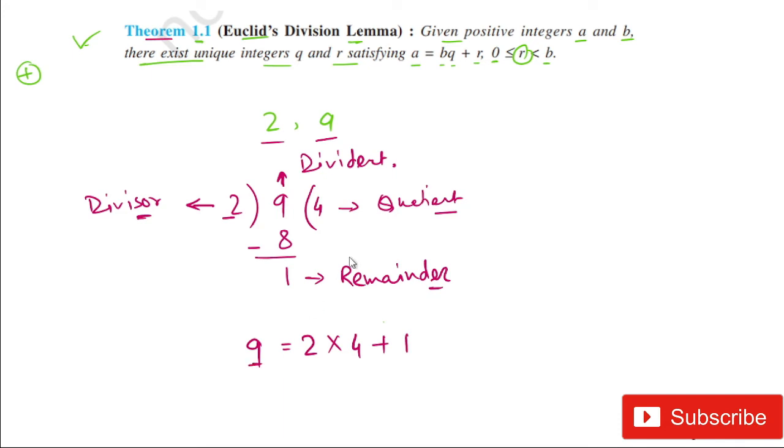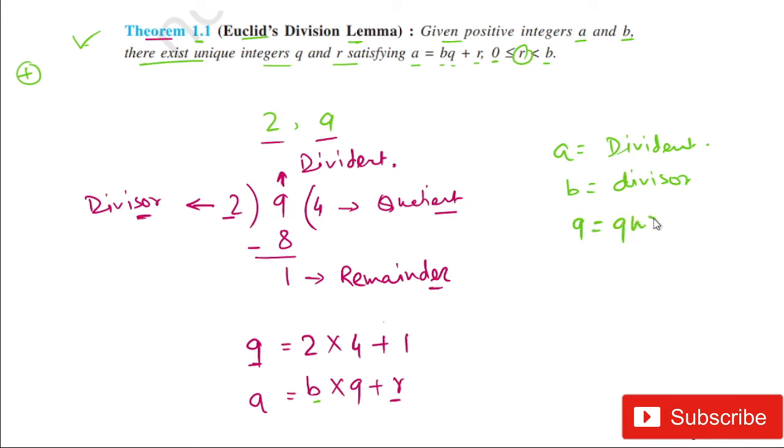So here 9 is our a. We can write 9 as a, the dividend, is equal to divisor b multiplied by quotient q, plus remainder r. So a is our dividend. The next term is b. b is the divisor. And the next term is q. q is our quotient. And r is the remainder.